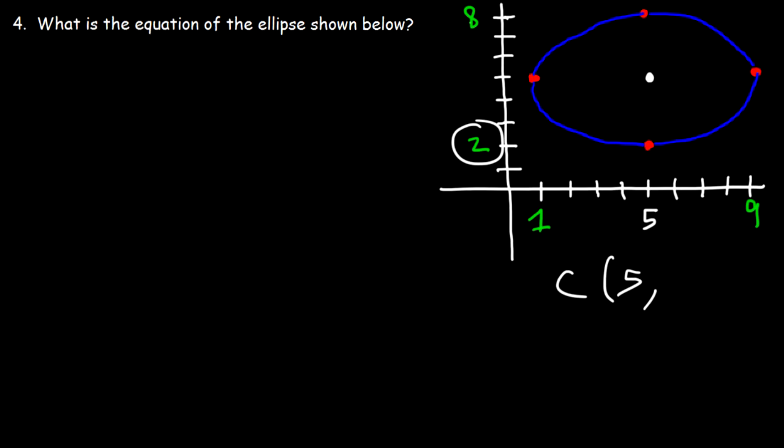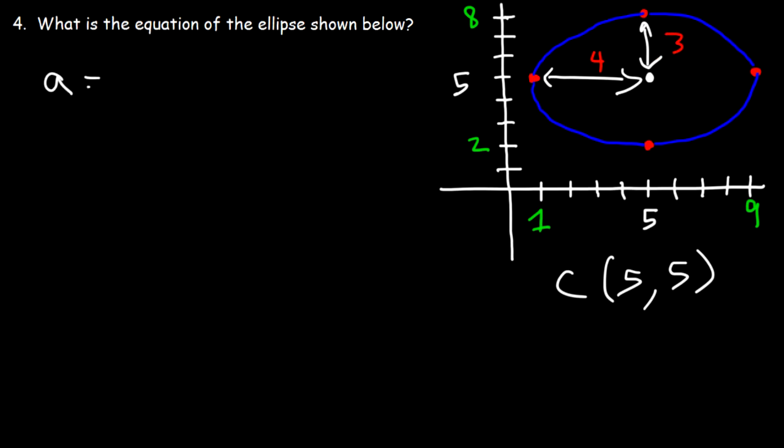The midpoint between 2 and 8 is 5. 2 plus 8 is 10 divided by 2, so that's 5. So that's the y-coordinate of the center. So the distance between these 2 points, between 1 and 5, that's 4. The distance between 5 and 8 is 3. The larger of these two values for an ellipse is A. So we can see that A is 4 and B is 3.